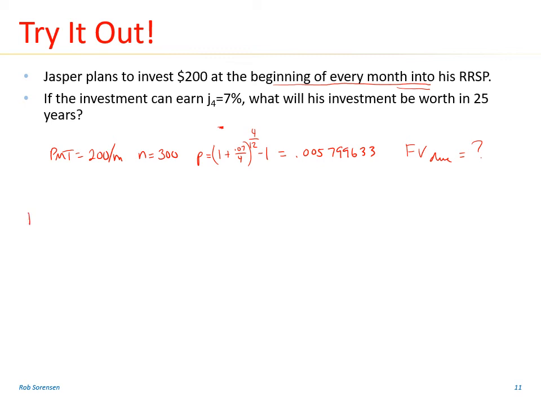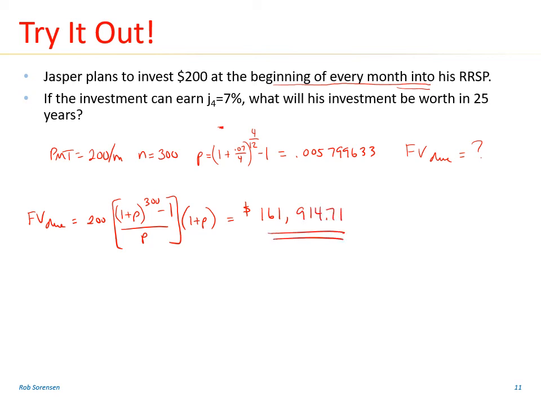Let's go ahead and plug that into our formula. The future value due is going to be 200 times 1 plus i, no need to rewrite it if we've got it written down once already, to the power of 300 minus 1, over i, times 1 plus i. Plug all that in there, and I'm hoping you came up with $161,914.71. That's the future value due for a general annuity due.